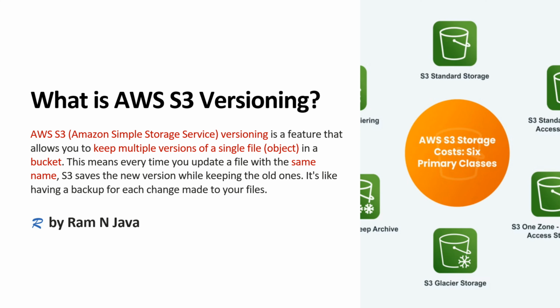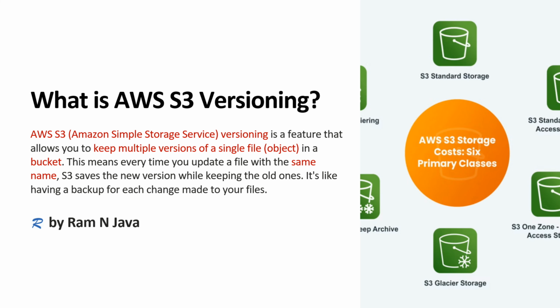In this video tutorial, I will explain what is AWS S3 versioning. AWS S3 versioning is a feature that allows you to keep multiple versions of a single file in a bucket. This means every time you upload the file with the same name, S3 saves the new version of that particular file and keeps the old one also.